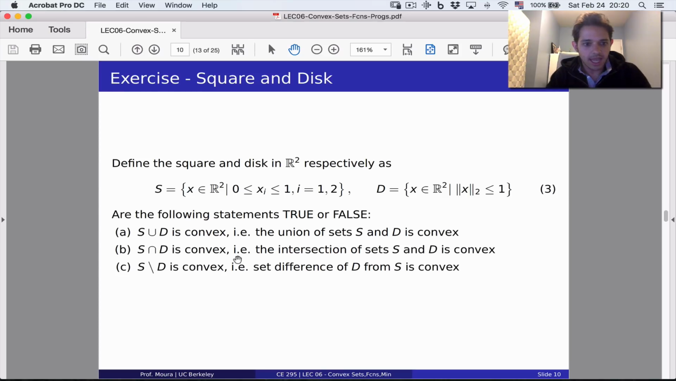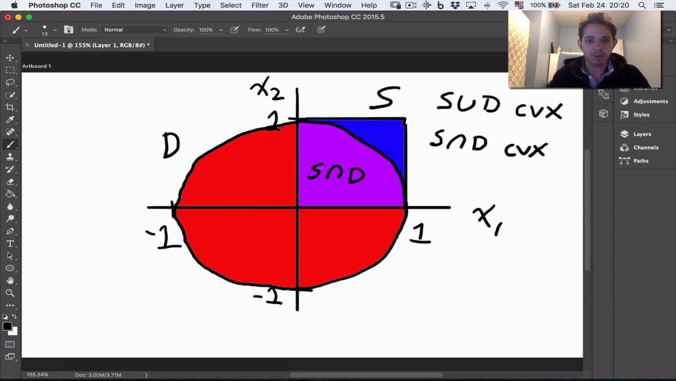Okay. And then part C here is the set difference, S minus D, where minus is the set difference, meaning we're going to look at the square and take away from it the disk portion. So that is basically given by this blue region here. This is S set difference D, okay? And what you can see is this is not a convex set.